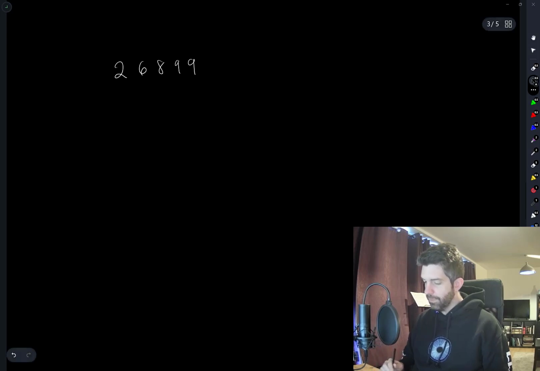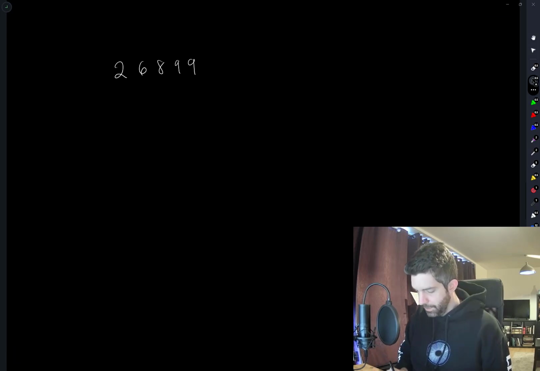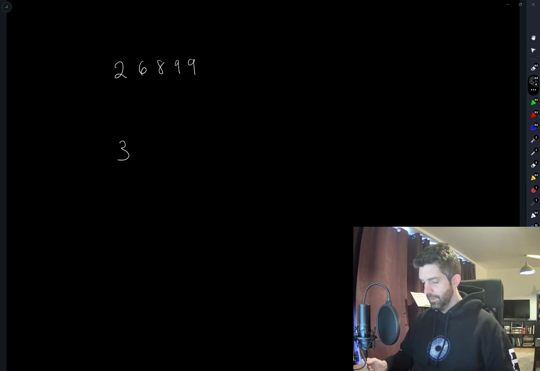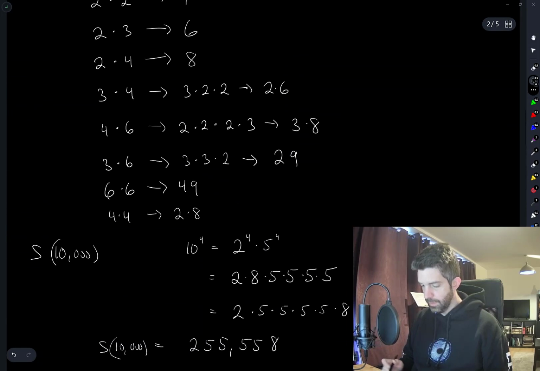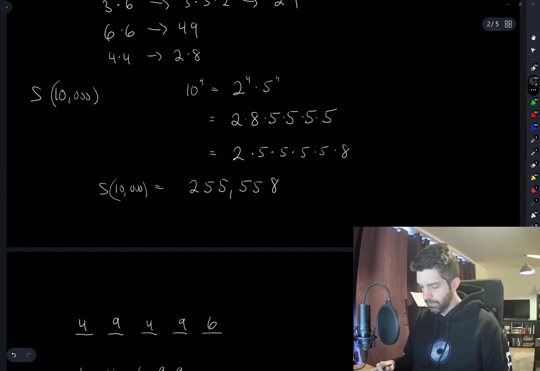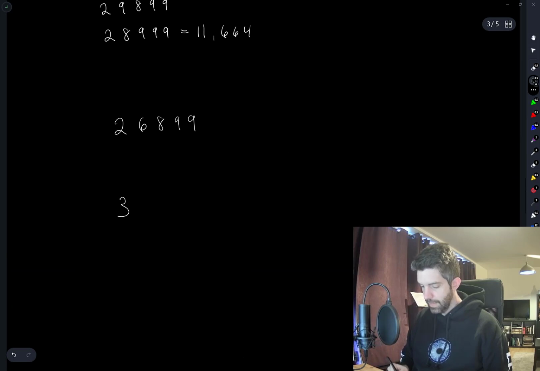Okay, how about we stick with the 5-digit plan, but I put a 3 as the first number. Then the next number has to be 3 or larger. It can't be a 3 itself. Can it be a 4? No, because that can be replaced with 26, right? 3 times 4 was in my list of things I can't use, 26. So the next number would have to be at least a 5.